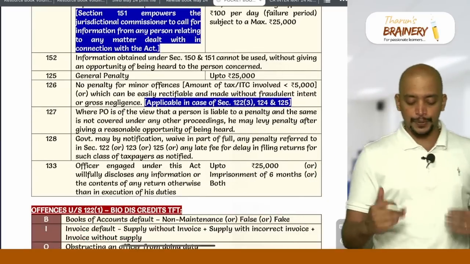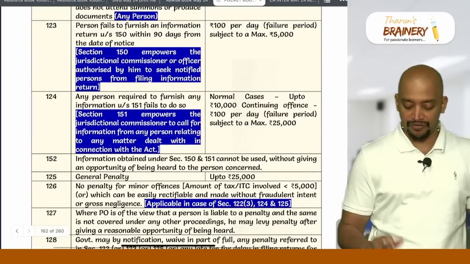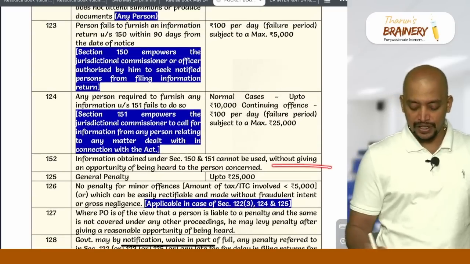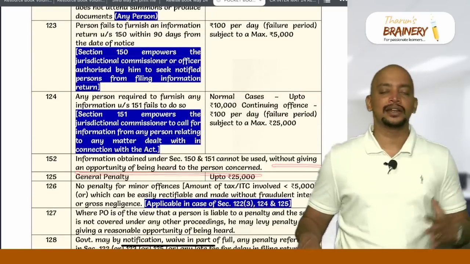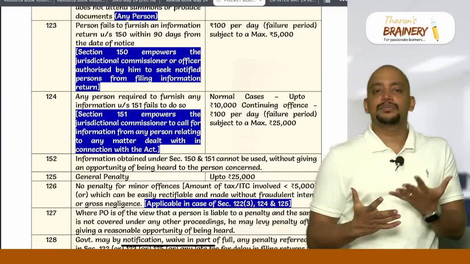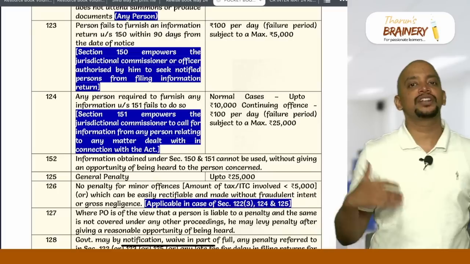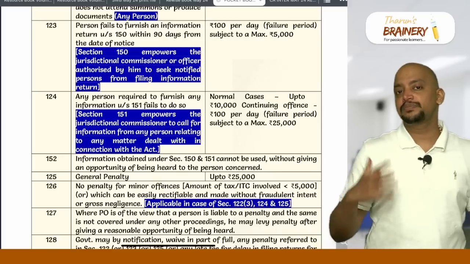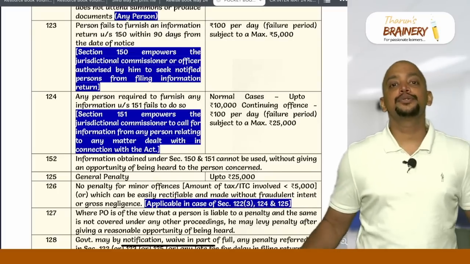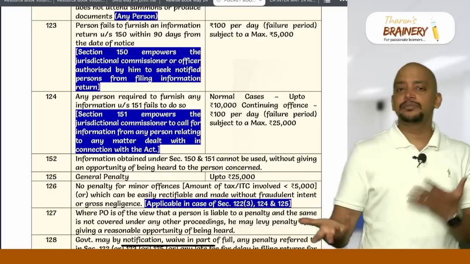Then 152 says any information obtained under section 150 and 151 cannot be used without giving the opportunity of being heard to the person concerned. I will give a standard example. Say a department has got the bank statement of a person, and in that bank statement the credits are more than 40 lakhs. The department cannot ask the person to register just like that, because that 40 lakhs may be exempted turnover also.